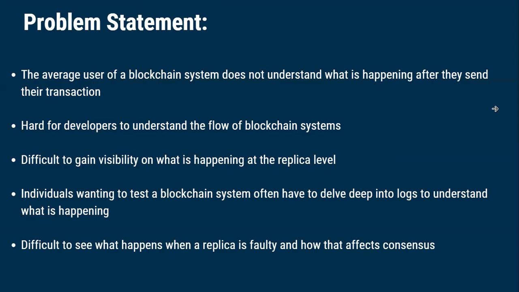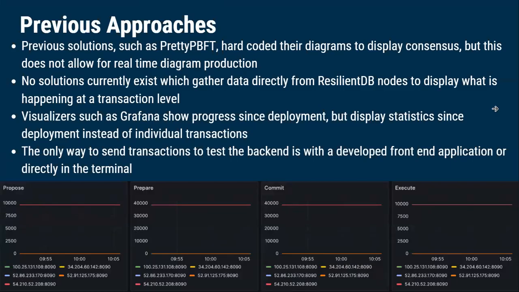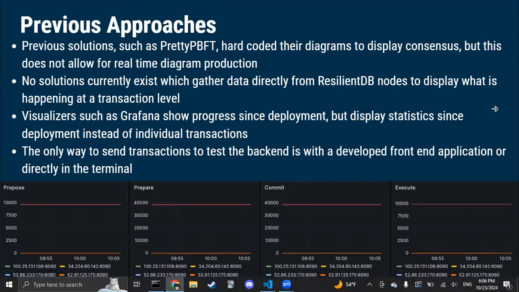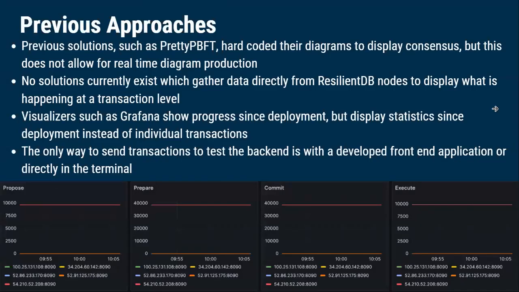So how did previous solutions handle this? Well, previous solutions handled some of these issues and didn't handle other ones. One previous solution was Pretty PBFT, which essentially hard-coded diagrams to display consensus. What does this mean? To actually view what was happening with the ResilientDB backend, they created diagrams that showed what was happening, but it wasn't real-time diagram production. This means that users weren't actually seeing what was happening with their transactions in the backend whenever they sent them. They were just seeing what happened with generic transactions in the backend of PBFT. We found that this is a big hole in the current architecture of ResilientDB, and so we sought to fill it out.